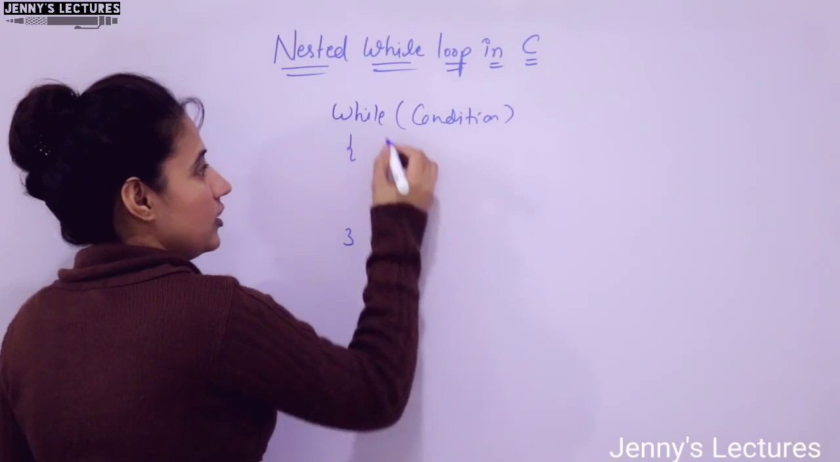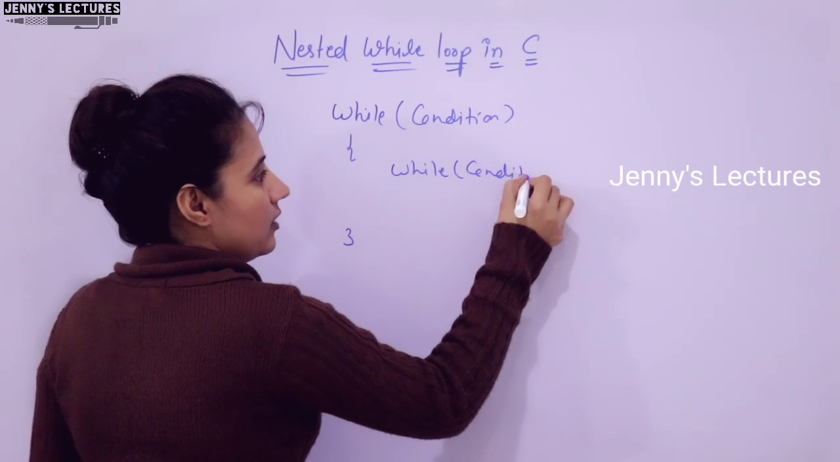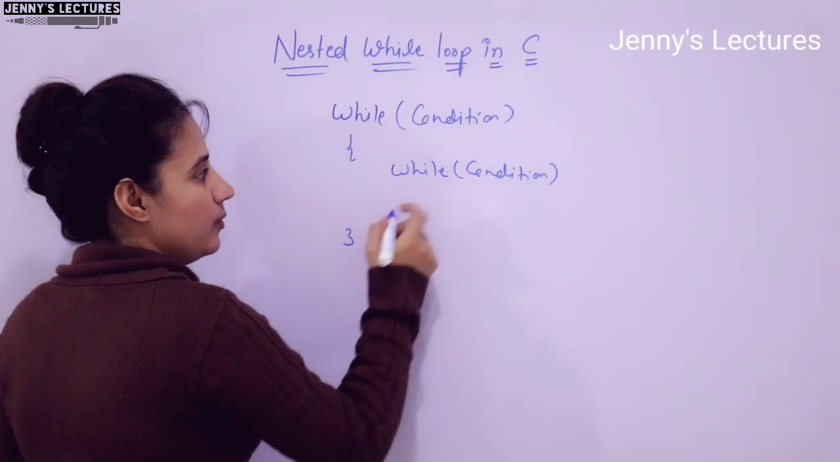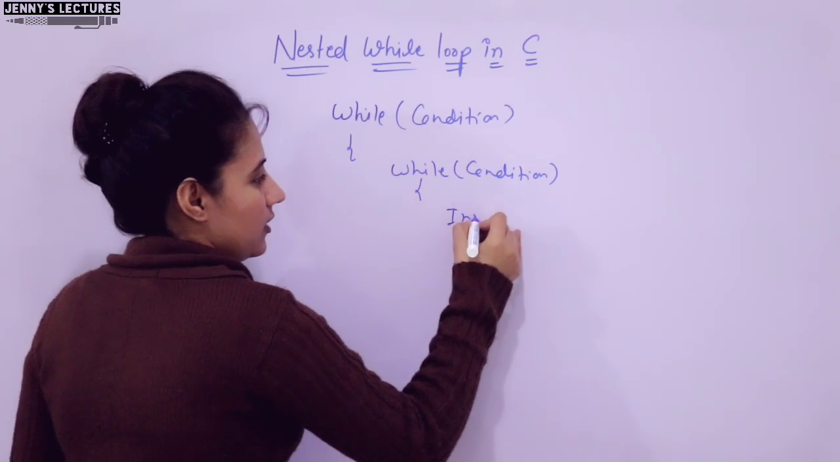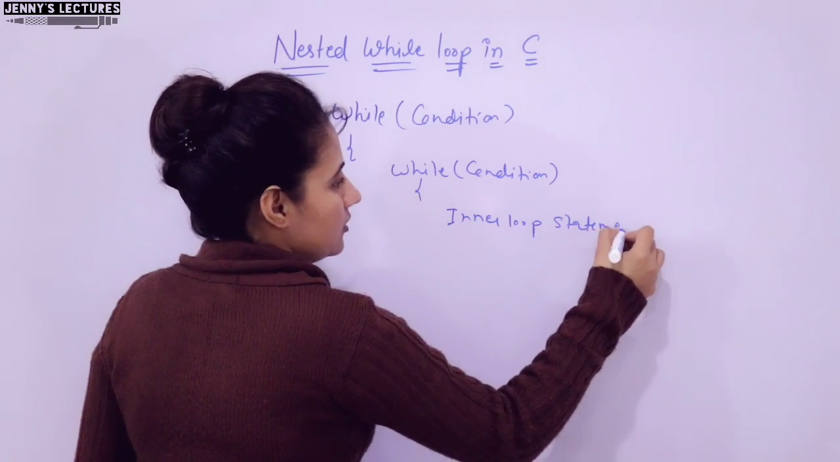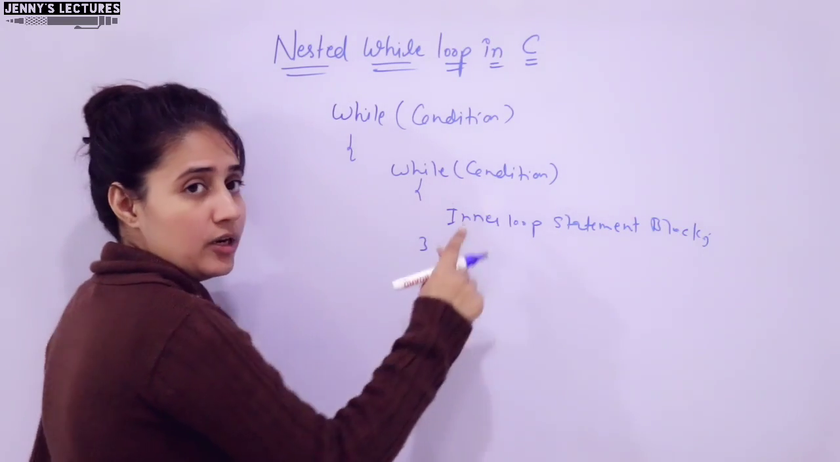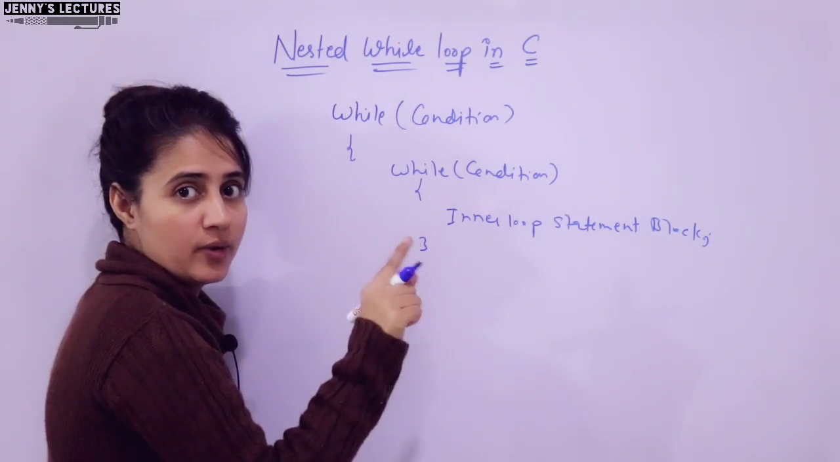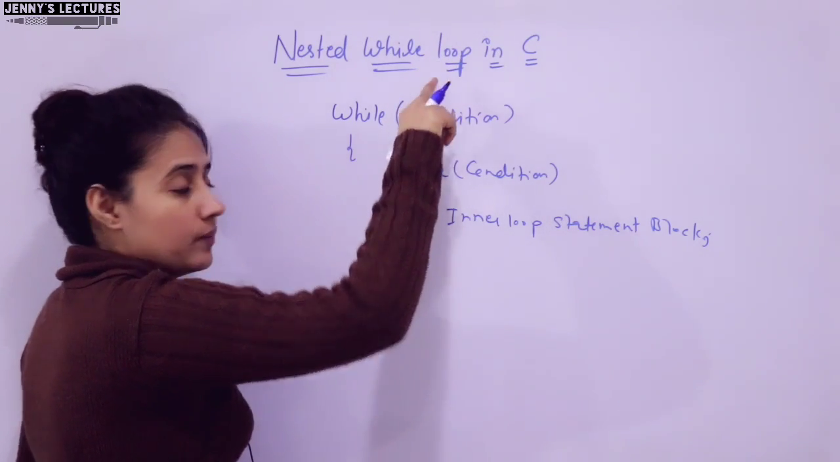Now nested means within this while, again I am writing one more while. Here I am writing the condition for the inner loop, and here I am writing some statements, you can say inner loop statements. This is the inner loop statement block. In this block only we do the increment and decrement in a while loop, and initialization would be before this while loop.